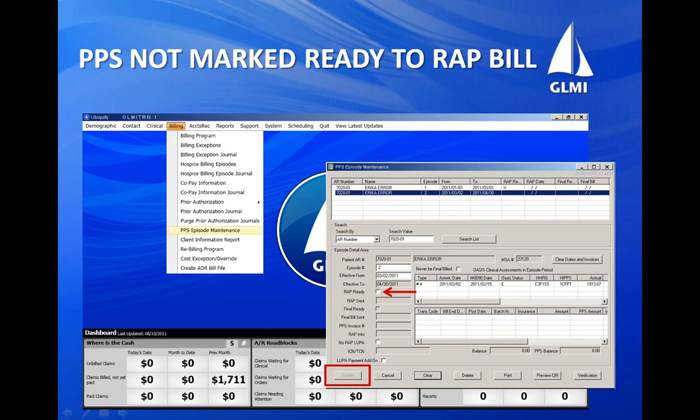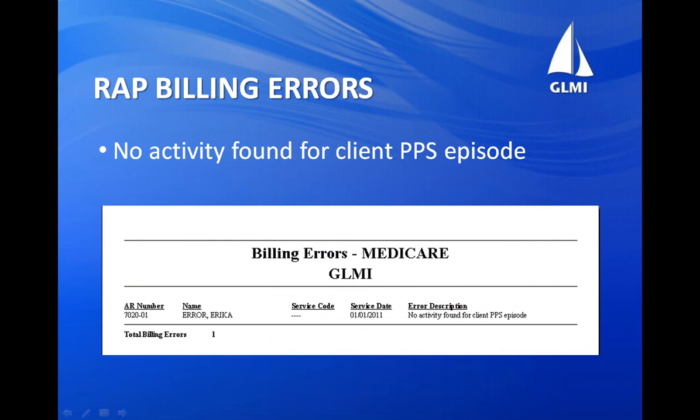To correct this error and bill the claim, select Billing from Ubiquity's main menu, then PPS Episode Maintenance. In the PPS Episode Maintenance window, check the RAP Ready box and click Update. Once this has been done, you can click the search list again to refresh. You'll notice an X will appear in the RAP Ready area on the top of your screen.